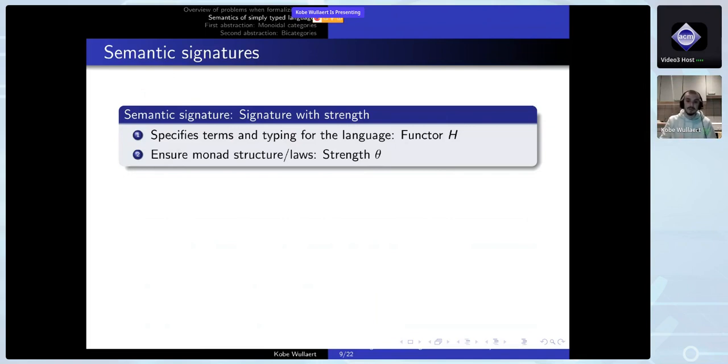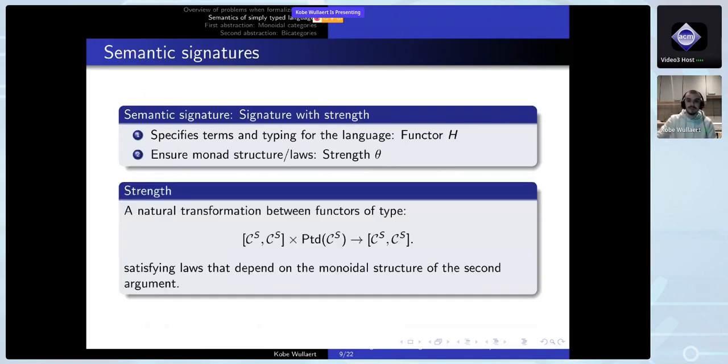And for this, there is this notion of strength. The precise details of that do not matter, but this is a natural transformation between functors of the following type, where PtD is the category of pointed endofunctors on C^S, and then again has some laws that depend on the monoidal structure of this category of pointed endofunctors.